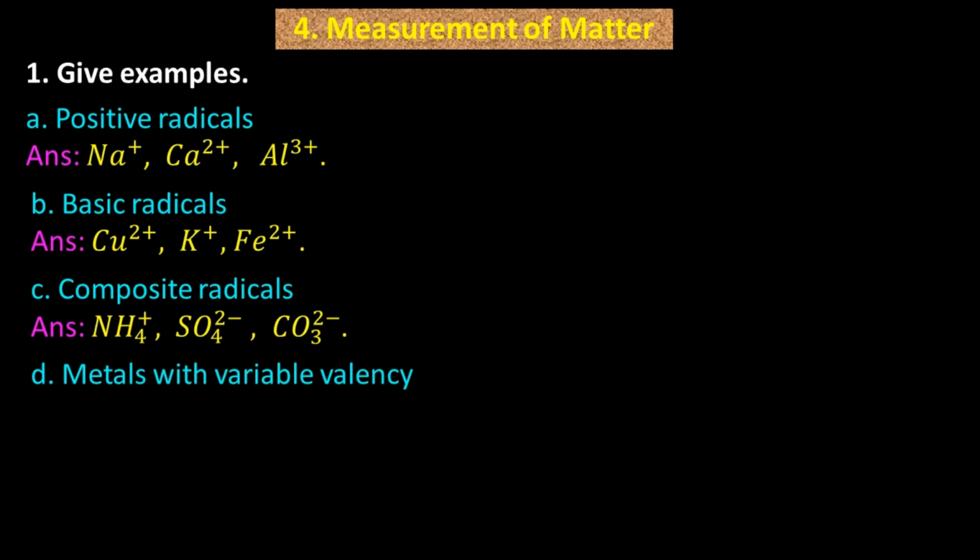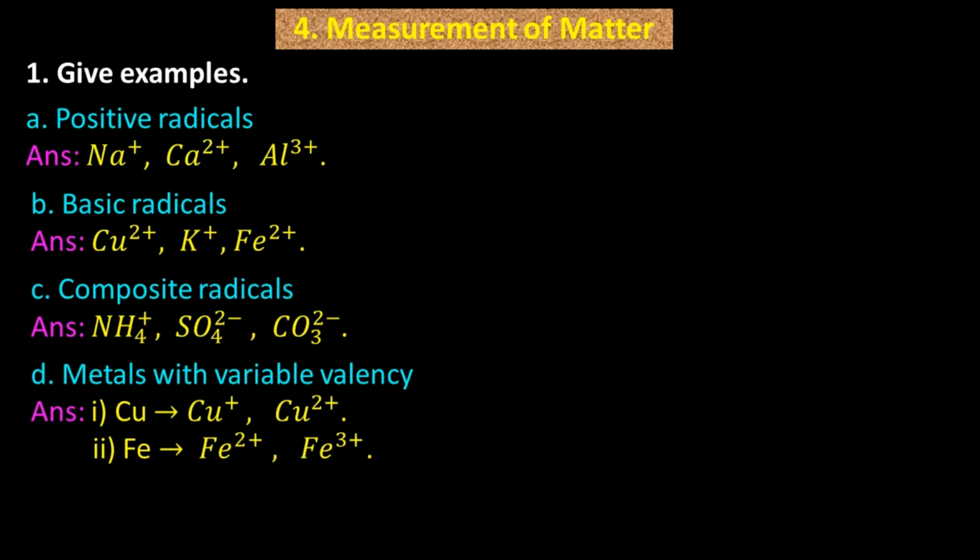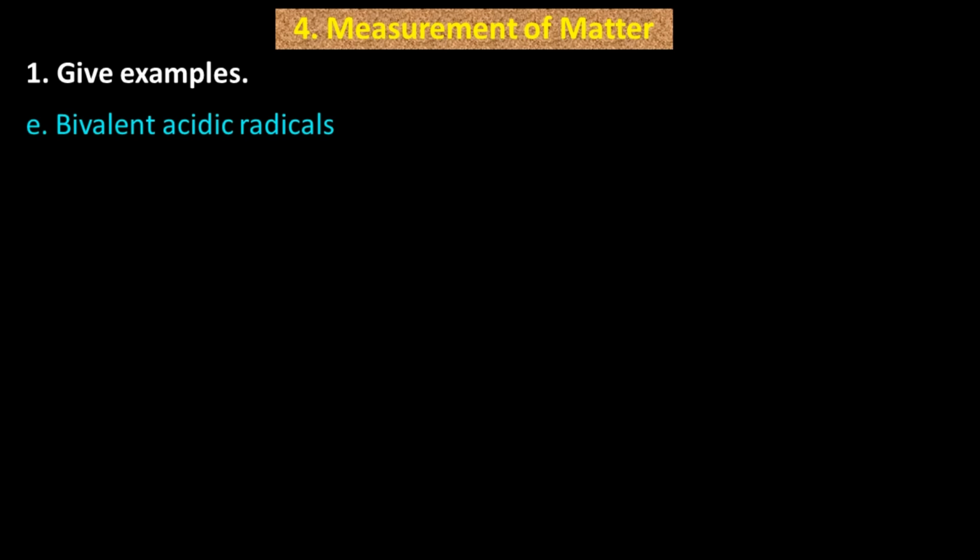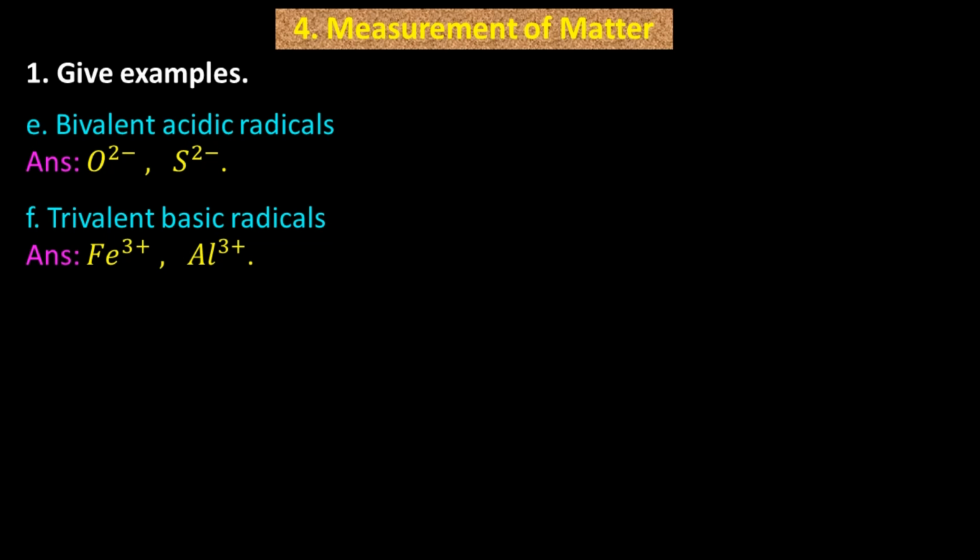D. Metals with variable valency: Copper Cu+, Cu2+, Fe2+, Fe3+. E. Bivalent acidic radicals: O2-, S2-. F. Trivalent basic radicals: Fe3+, Al3+.